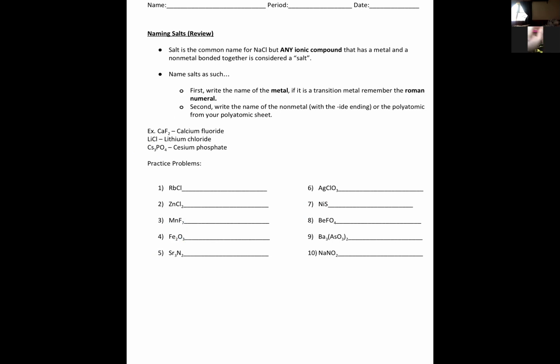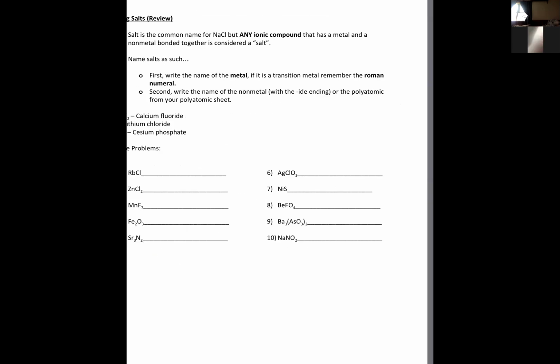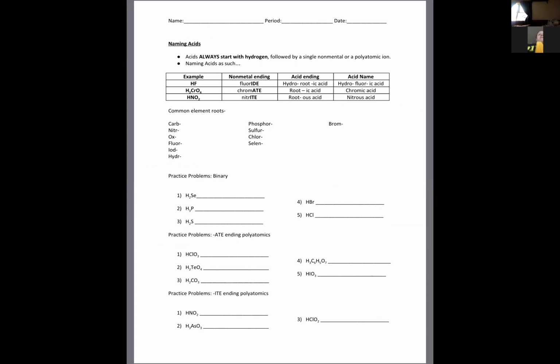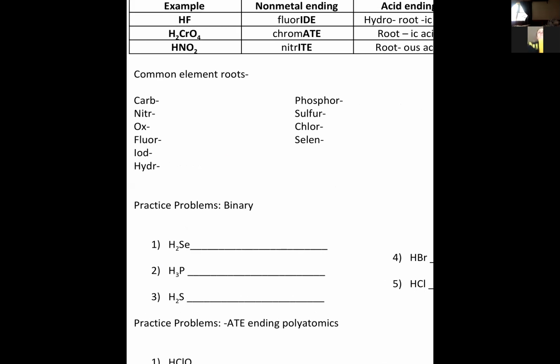And last but not least, we're going to go to our acids. Acids are, I wouldn't say they're tricky. They're just a new thing that we're learning. So the first thing that I have up here for you guys is to know your common element roots.